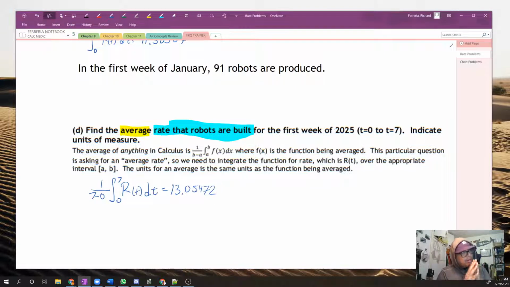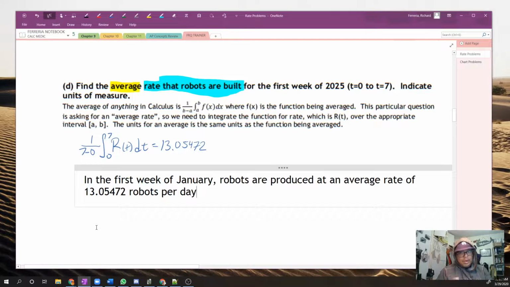The next thing is to write down a summary sentence, which I'm always in favor of. So let's get that down here. There we have it. In the first week of January, robots are produced at an average rate of 13.05472 robots per day. Remember that this is an average, and for averages, you do not need to round anything. You don't need to truncate.